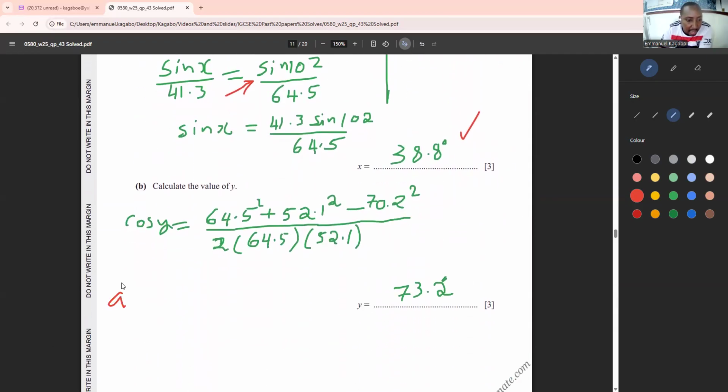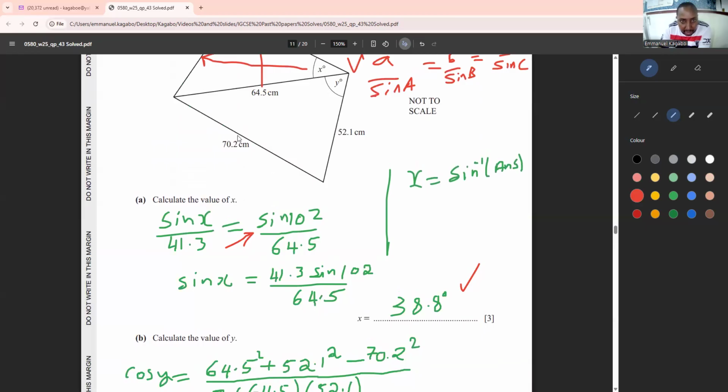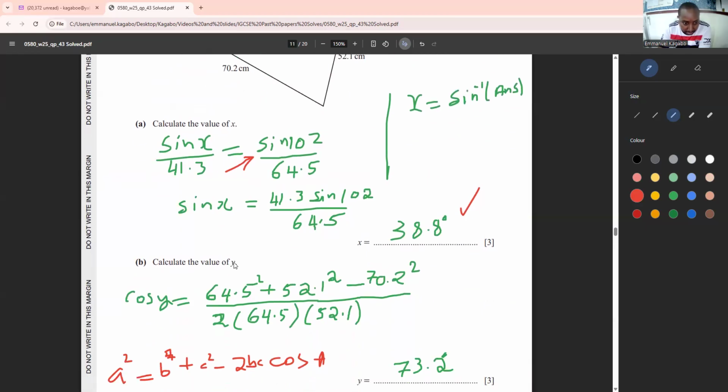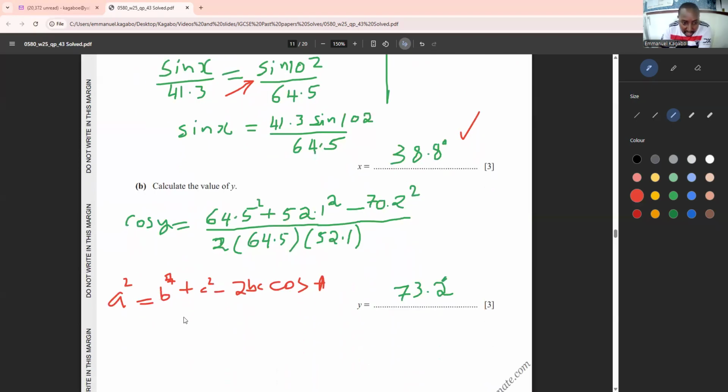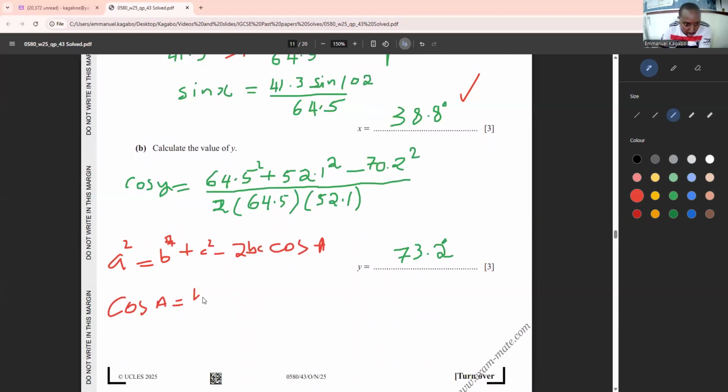Cosine rule is A squared equals B squared plus C squared minus 2BC cos angle A, okay? So because I'm looking for y, this is the one I have to subtract. So it's going to be cos y. By the way, when you're looking for the angle, cos angle A will be given by B squared plus C squared minus A squared over 2BC. Okay, do you get that?